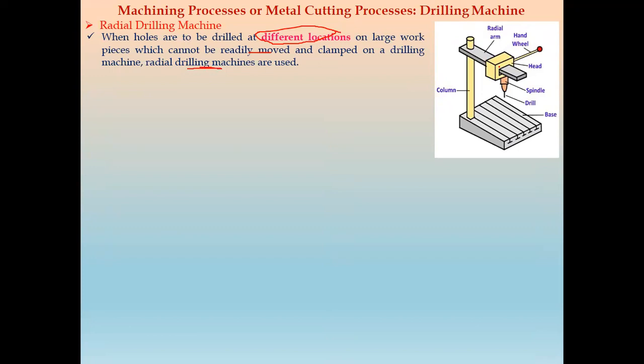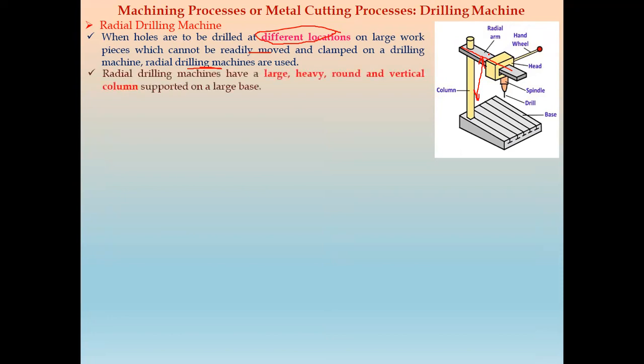Now, in this radial, we can move this head along the length also, and we can move this radial arm along the axis of column also. So both can be done. So in this, the radial arm is used mainly.